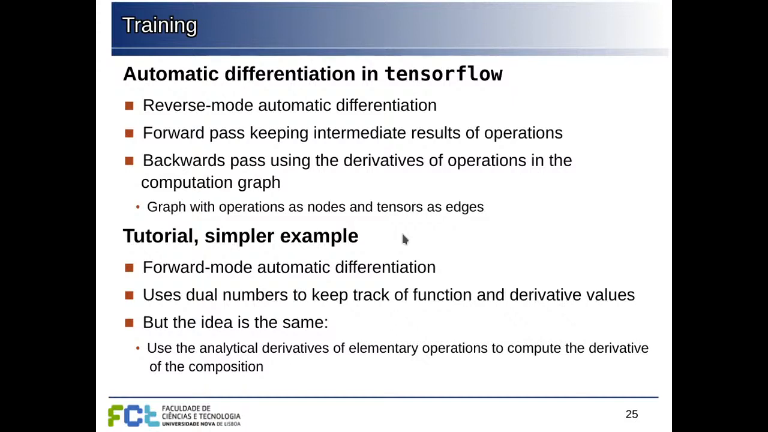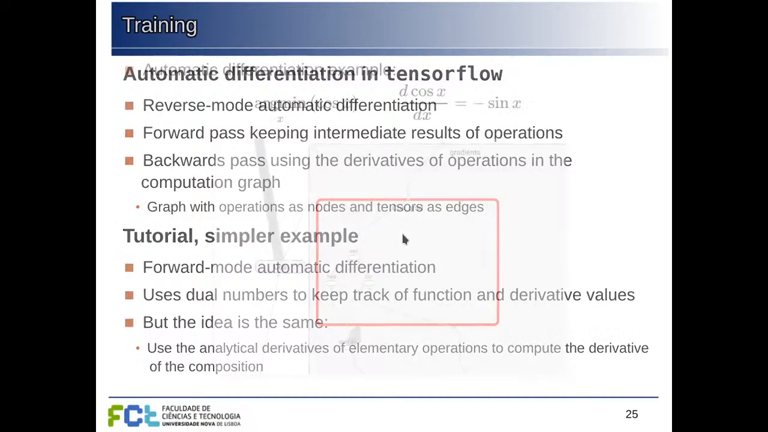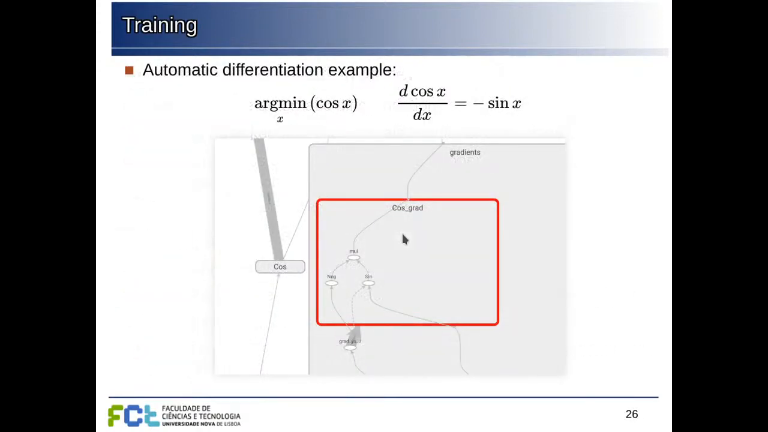We have a simple tutorial showing you forward mode automatic differentiation, just to give you the idea of this process. But let's see at a higher level, so without looking at the implementation details, how this is done in TensorFlow. So let's suppose that we want to perform this very simple operation here. Find the value x that minimizes the function cosine of x.